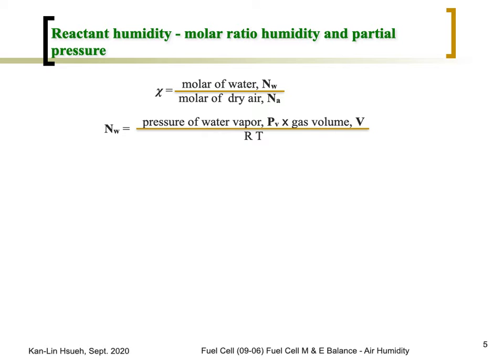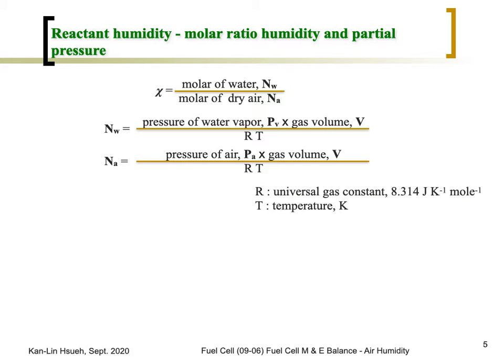The molar flow rate of the water is equal to the pressure of water vapor times the gas volume divided by R and T. And the molar flow rate of the dry air is equal to the pressure of air, PA, times the gas volume, divided by R and T. R is the universal gas constant, and T is the temperature in Kelvin.